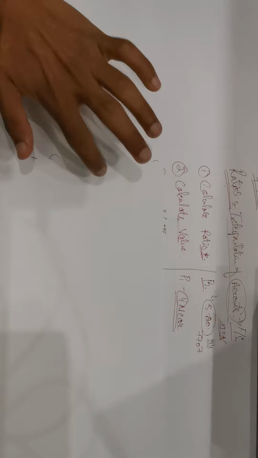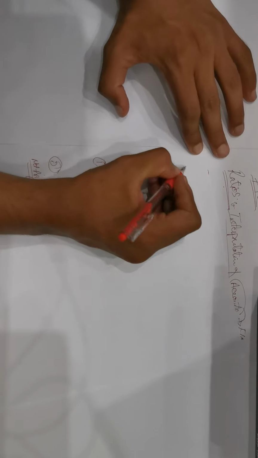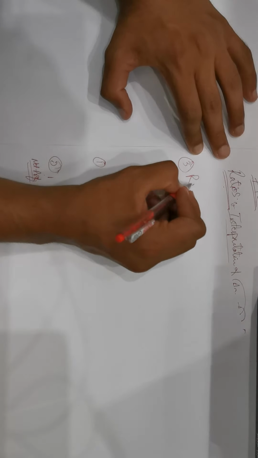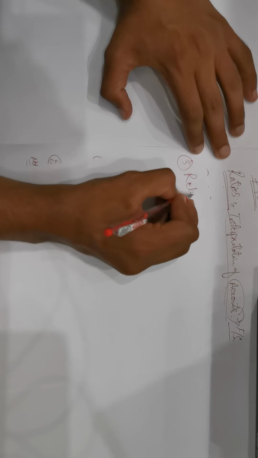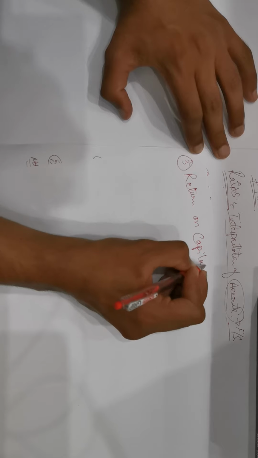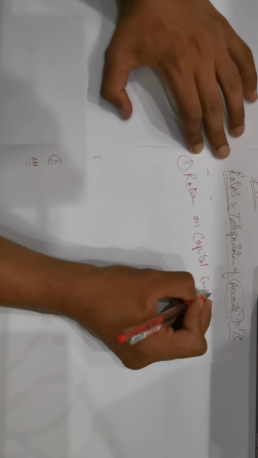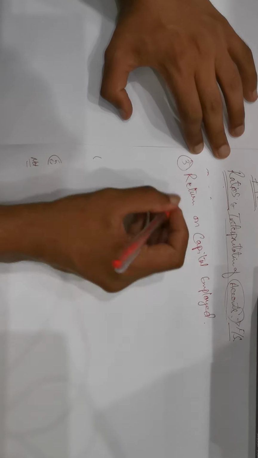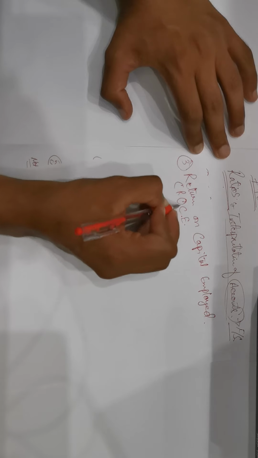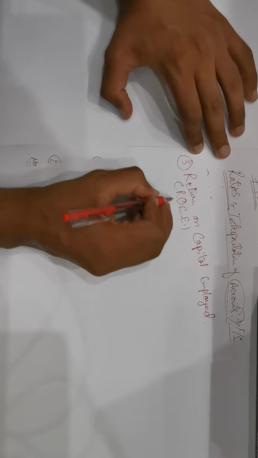Now, the third formula from the profitability. I'm going to carry on with profitability, only the ratios of profitability. The third formula for the profitability is ROCE, return on capital employed. This is also known as ROCE. This is the common abbreviation for this, ROCE.